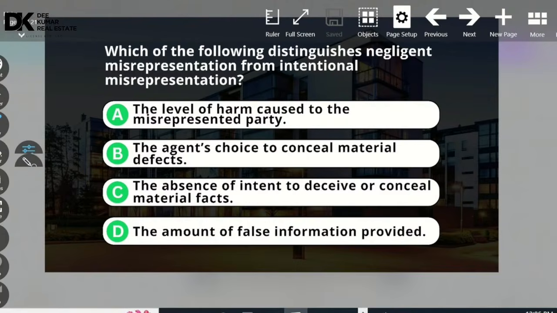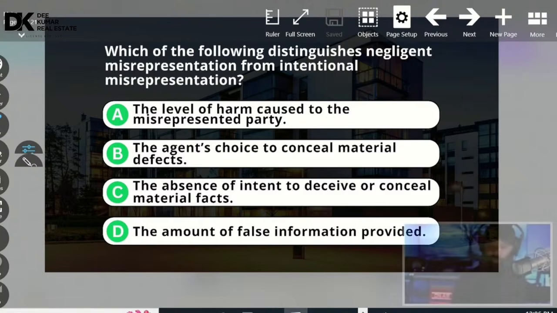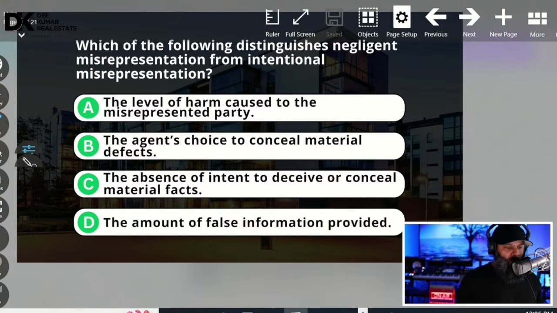So the first one that was pretty popular was, which of the following distinguishes negligent misrepresentation from intentional misrepresentation? Letter A, the level of harm caused to the misrepresented party. Letter B, the agent's choice to conceal material defects. Letter C, the absence of intent to deceive or conceal material facts. Letter D, the amount of false information that is provided.